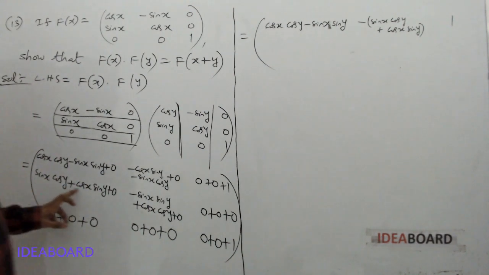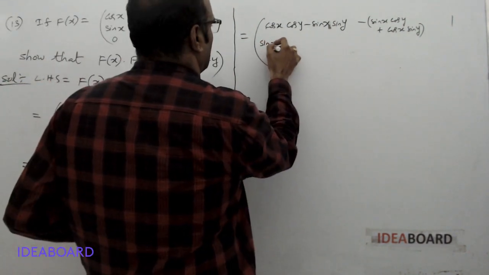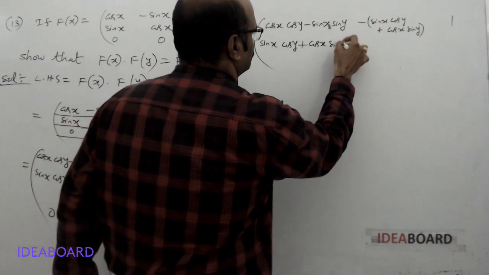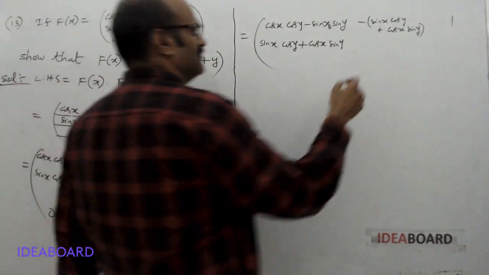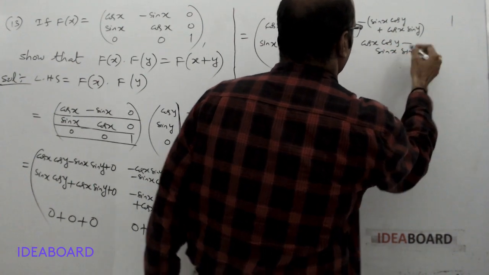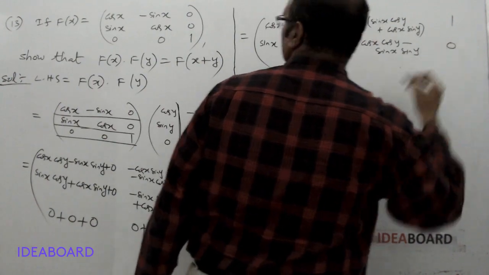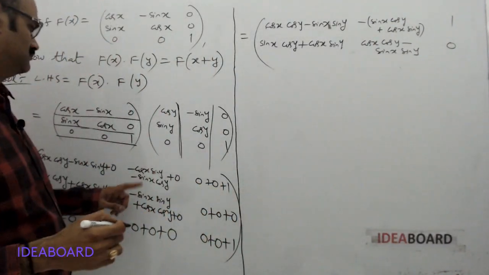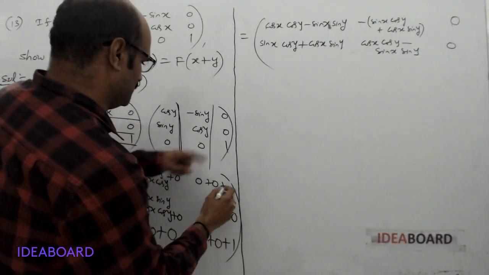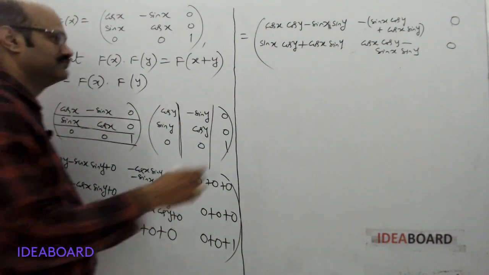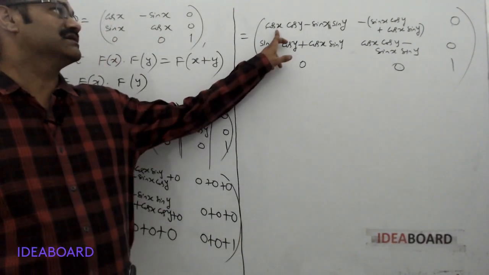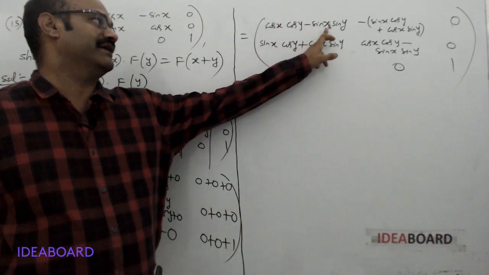Now, sin x into cos y plus cos x into sin y. Cos x into cos y minus sin x into sin y. 0, sorry, it is 0. See, 0 into 1, 0. Next, 0, 0, 1. Now here, it is in the form of cos A cos B minus sin A sin B.